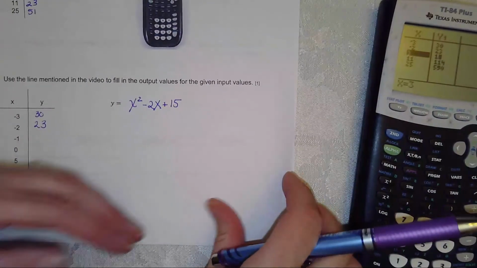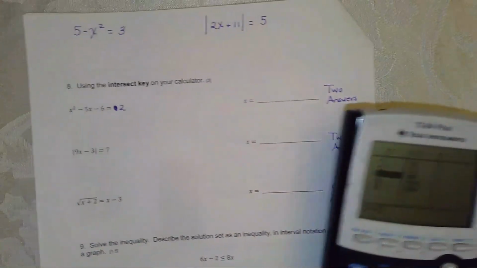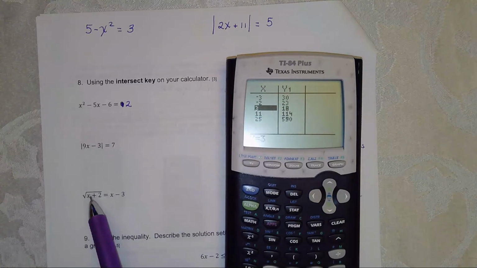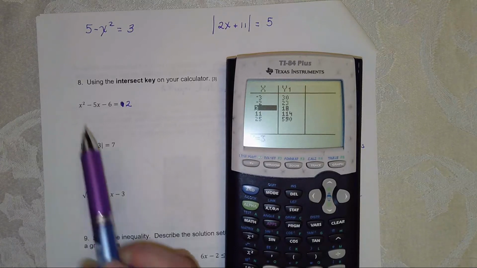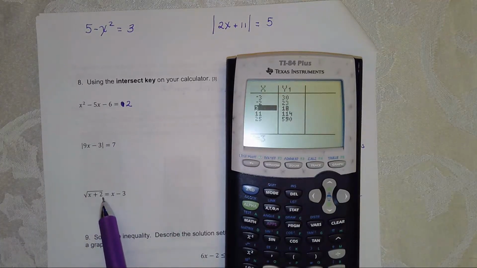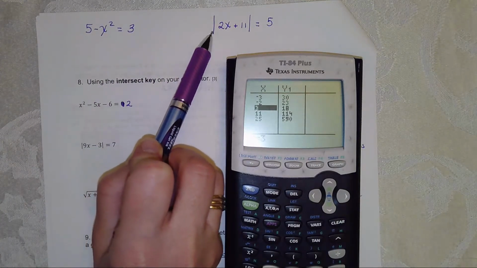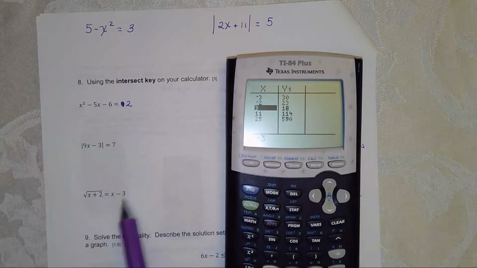All right, and then the very last thing is the intersect key on your calculator. So we're going to be solving a lot of equations in here. We're going to be doing them by hand, and we're going to be doing them with our calculator. So we're going to be using the intersect and the graphing key on our calculator to find solutions to an equation. So what I'm going to do is I'm going to solve for these two, and then you can use these skills to solve for these three.